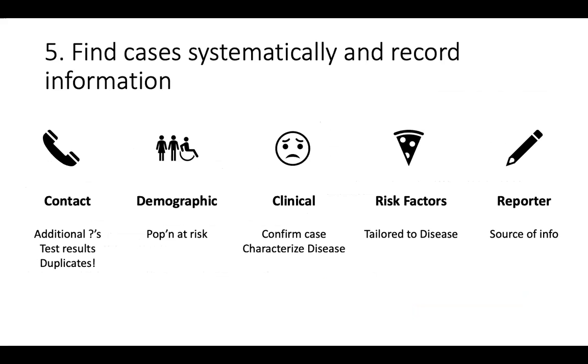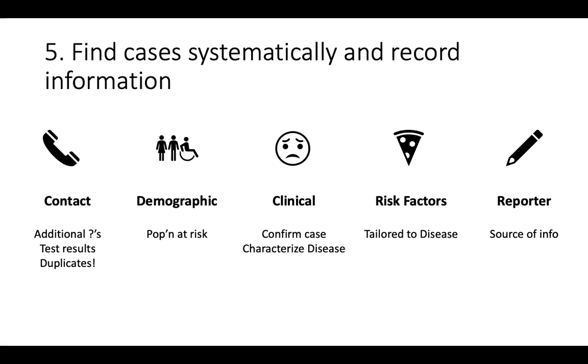The fifth step is find our cases, all of them, and systematically record information about them. We want contact information so that we can reach back out to them. We want to know their demographic profile, their age, their gender, maybe their occupation. We want to know clinical features of the disease to make sure that they all meet that case definition. We know a little bit about the disease. We know whether it's digestive or respiratory. So we want to start collecting information on potential risk factors for that disease.